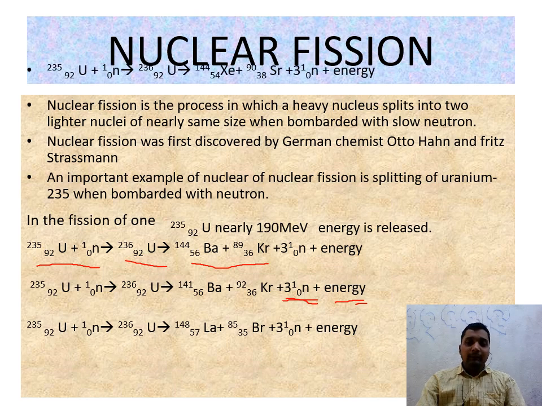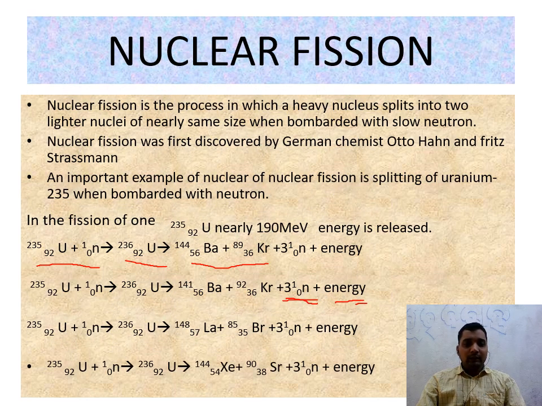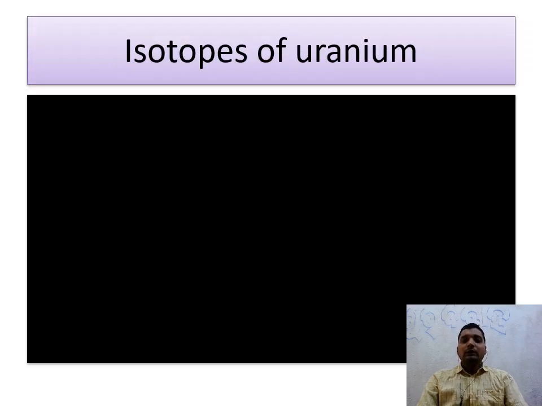Next, another example. Here you can see uranium-235: when a neutron hits or bombards it, it changes to uranium-236. After the reaction we get xenon-144 and Sr-90 with 3 neutrons, and a high amount of energy is released. And this is all nuclear fission.